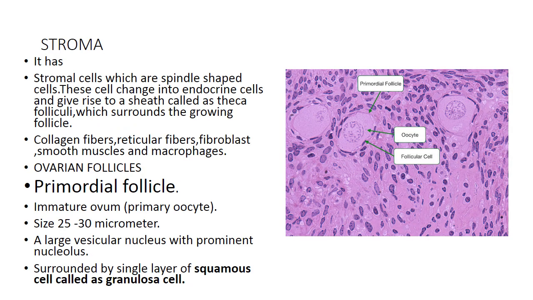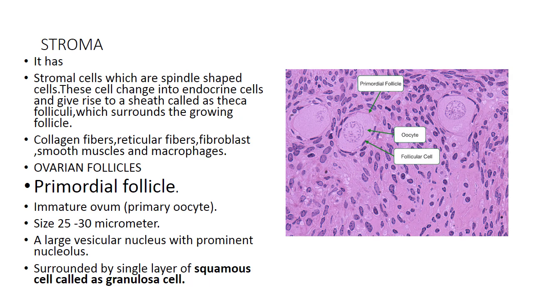Now in the cortex, the stroma is made up of connective tissue containing collagen fibers, reticular fibers, fibroblasts, smooth muscles and macrophages. Along with them, there is a special type of cell called the stromal cells. They are spindle shaped cells, and they have the characteristic property to change into endocrine cells.